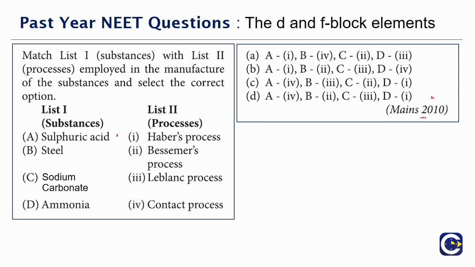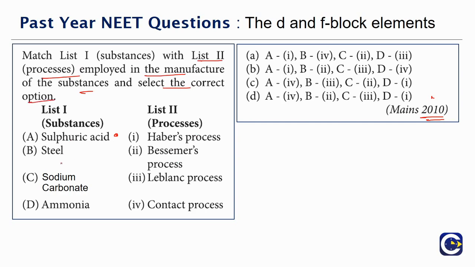This has come in the year 2010. This is about the compound and the respective manufacturing process. So we have to match. Match list 1 is giving us the substances, and list 2 is giving us what? Processes. So why is this given in the D and F block chapter?